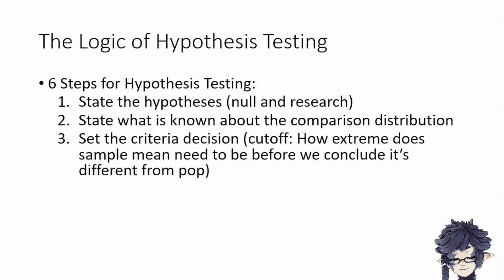Step 3, you've got to set your cutoff. How big of a difference between your groups is big enough for you to reject the null? How extreme of results do you need to get, or how strong does a relationship need to be between 2 variables for you to conclude that relationship is probably real?